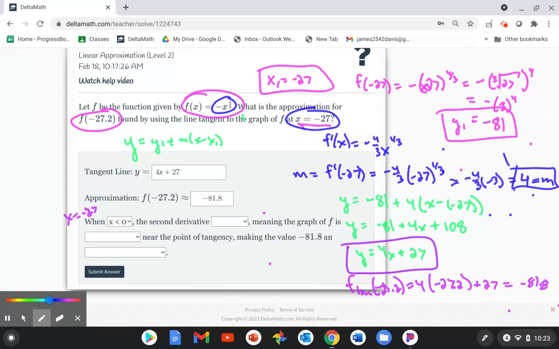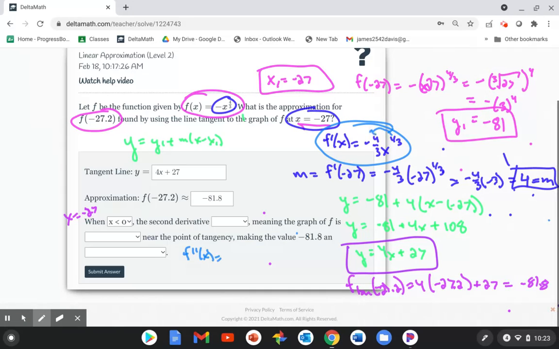So our first derivative was up here. So f double prime of x, multiply it down. That becomes negative 4/3 times 1/3 x to the negative 2/3. And this would become negative 4/9 x to the negative 2/3. All right. Now to test this, we can plug in any number less than 0. Any number less than 0.